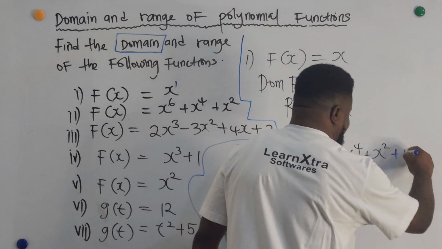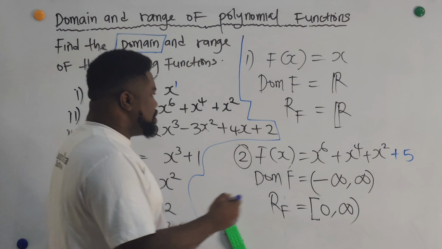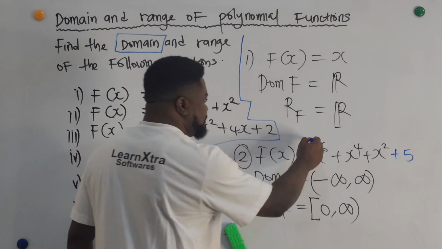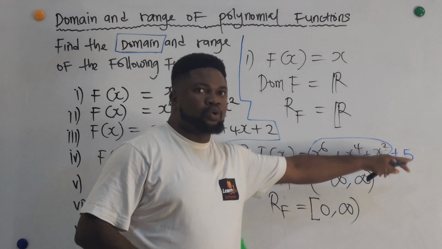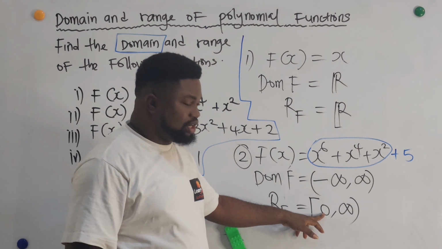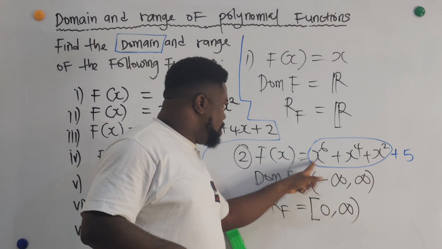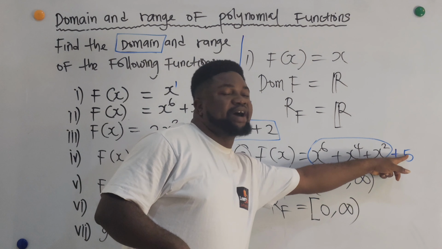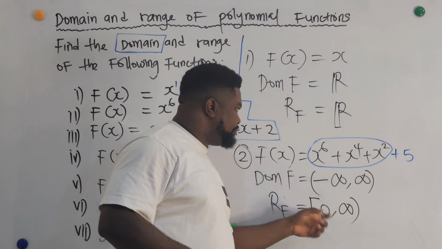Let's say here now is +5. In this case, all this place now is 0 to infinity. Then +5 will now make your range start from 5 instead of 0. Yes, that starts from 5 down to infinity, because we are assuming that the minimum number that can enter here is 0. So when 0 enters, all this place becomes 0. So 0 plus 5 then starts from 5.